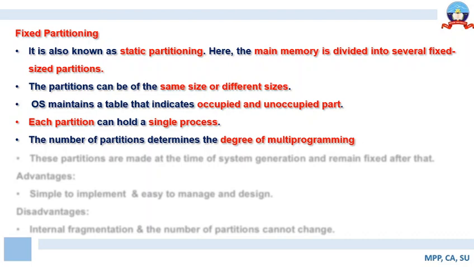Since a partition is capable of hosting a single process, the number of partitions determines the degree of multiprogramming. These partitions are made at the time of system generation and remain fixed after that.